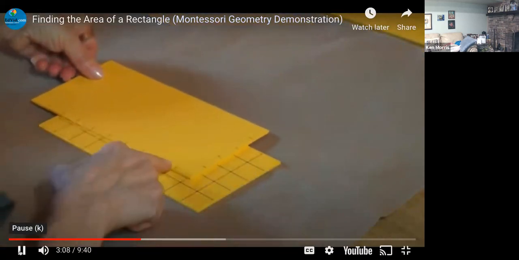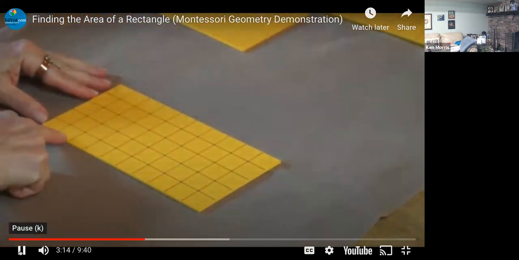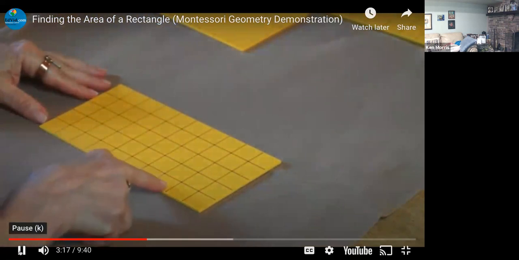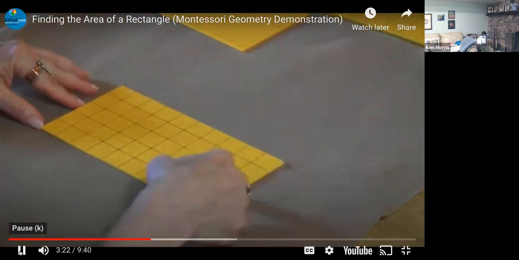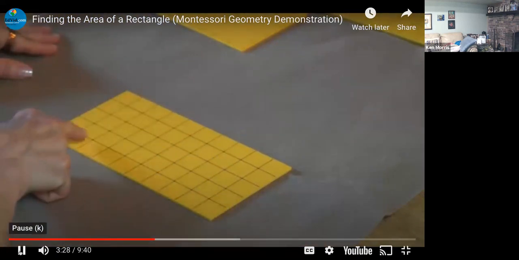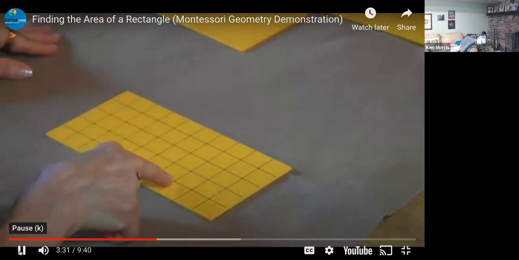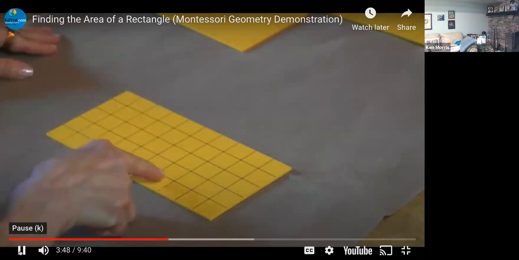Here is a rectangle, my same rectangle, divided into 10 units along this side and 5 units along this side. And now when I look at it, I can see that it has square units on the rectangle, and those square units cover the whole surface. And that's what I'm going to use to describe the measurement of the surface of this rectangle. It has how many square units?